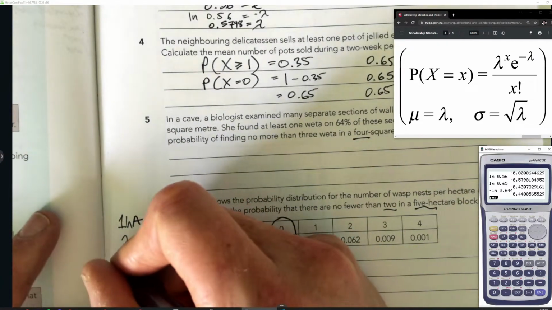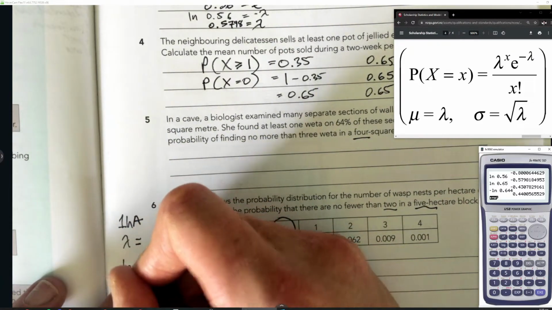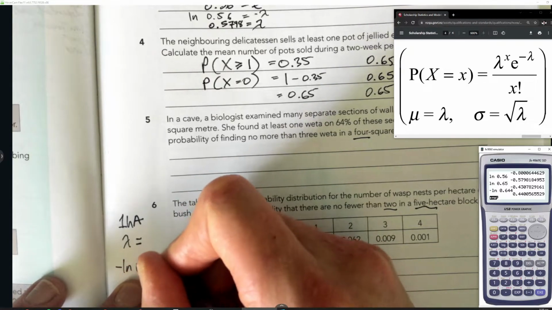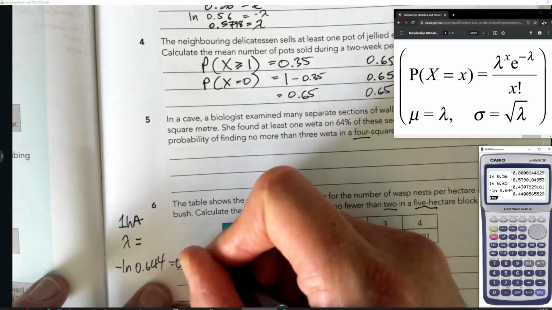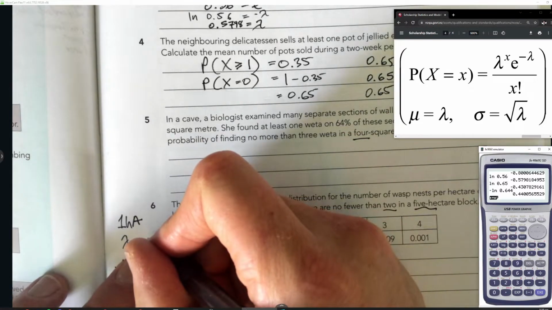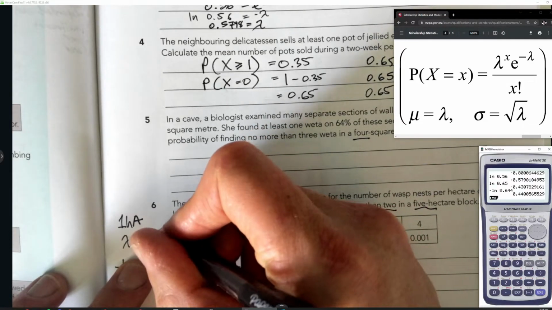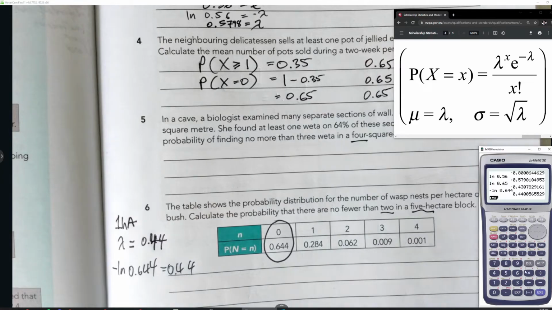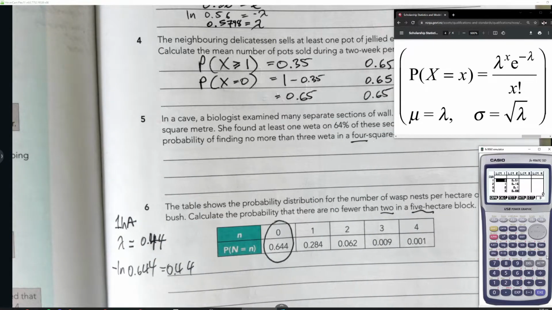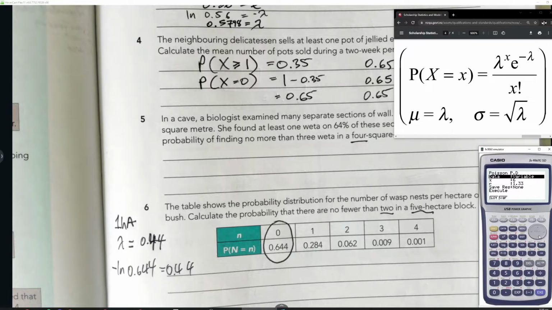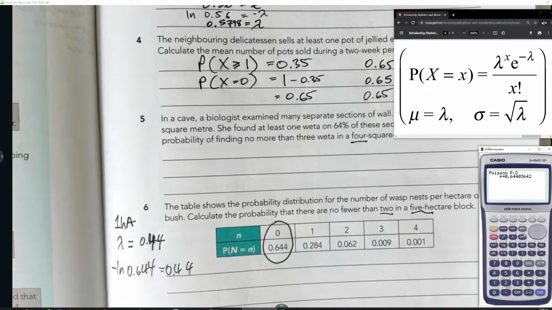So look at that, I got my lambda value. I should really write that. Negative ln of 0.644 equals 0.44. Okay, so lambda is 0.44. Let's double check that that's right. I could go and look at the Poisson distribution for that. So let's go PPD, and we will look at x equals 0, where lambda is 0.44, and we hope to see this probability pop out. Voila! Look at that, cheat mode.